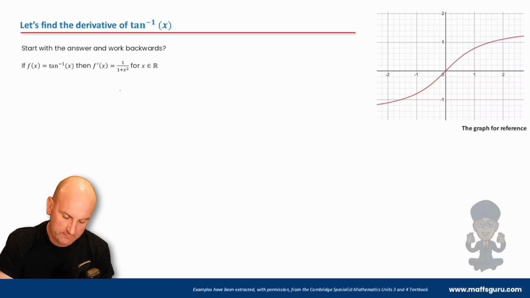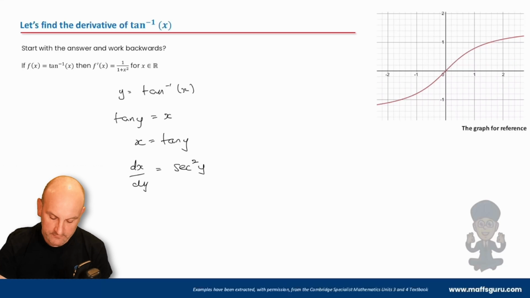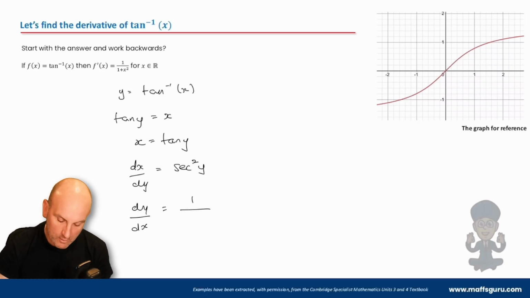Right, so what have we got? We've got y is equal to tan to the minus 1 of x. All right, so tan of y is equal to x. Let's write that around the other way: x is equal to tan of y. So dx by dy is equal to, tan goes to sec squared of y. So dy by dx is equal to 1 on sec squared y.